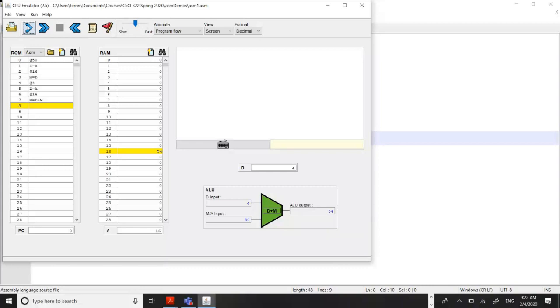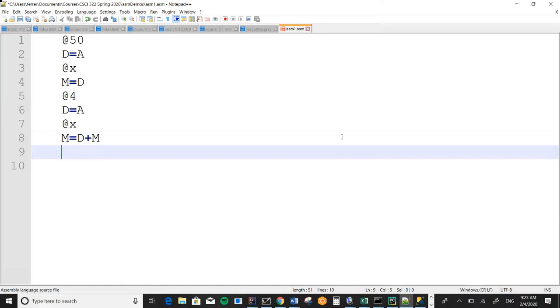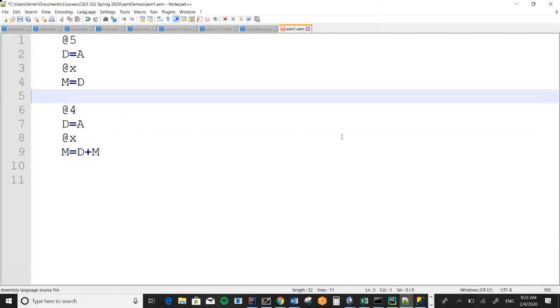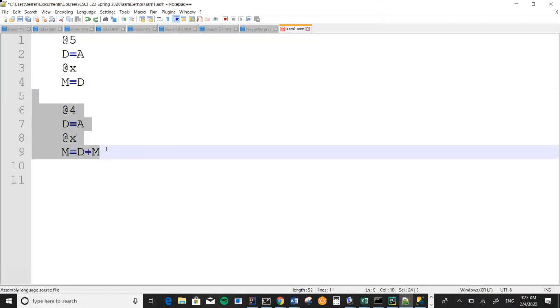All right. So what we're going to do next is edit this program a little bit to try a couple other things. For starters, it's time we did a jump. So let's get a feel for what it would look like to jump. Let's not start at 50. Let's start at 5. Store that in memory.